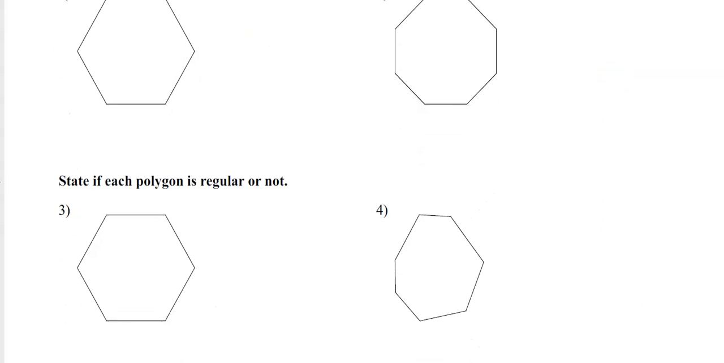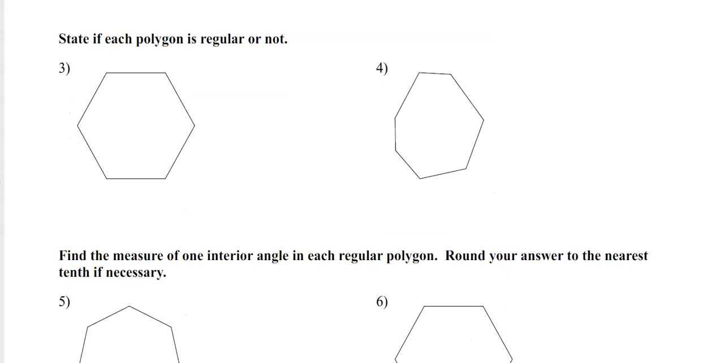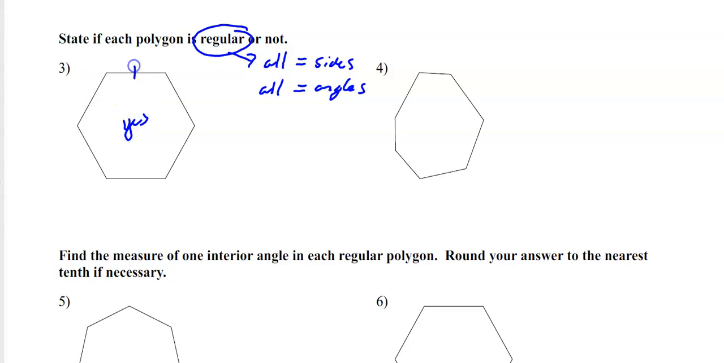Right, moving on down. Number 3, state whether each one is regular or not. So, the thing about regular, that means that you have all equal sides and all equal angles. So yes, this one is regular. All the sides are equal. All the angles here also are equal.